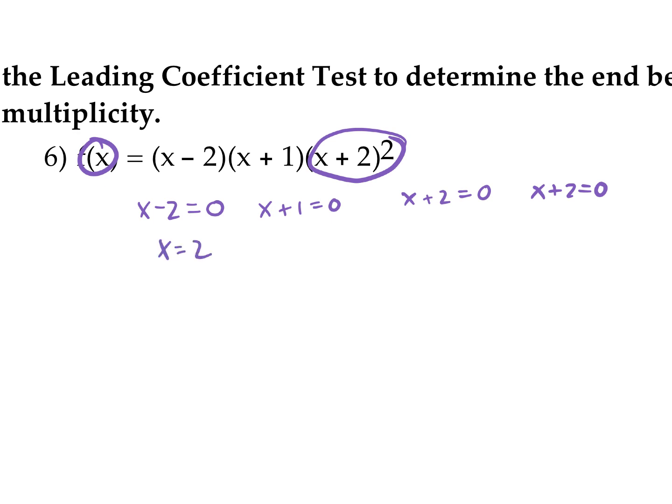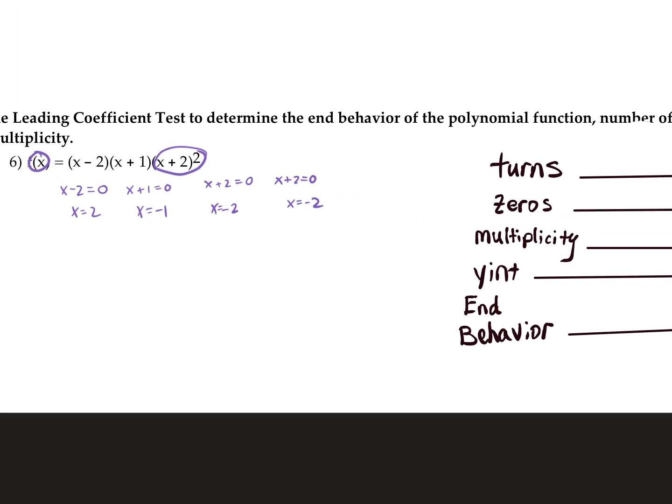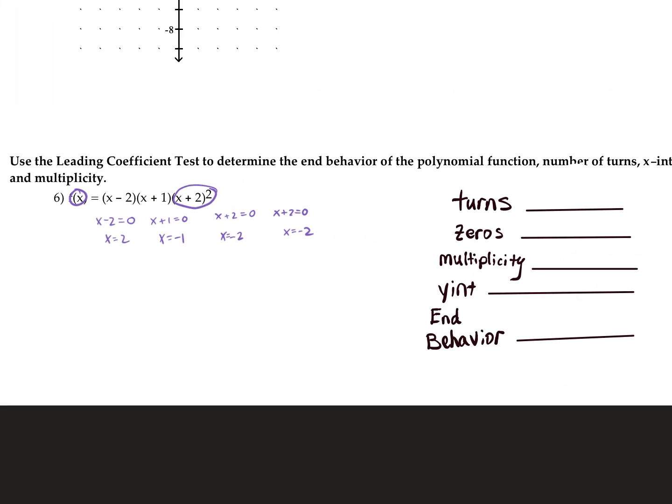We get x is equal to 2. Subtract 1 from both sides. X is equal to negative 1. Subtract 2 from both sides. X is equal to negative 2. And x is equal to negative 2. So these are my zeros. I have 4 zeros. So my degree would be 4.